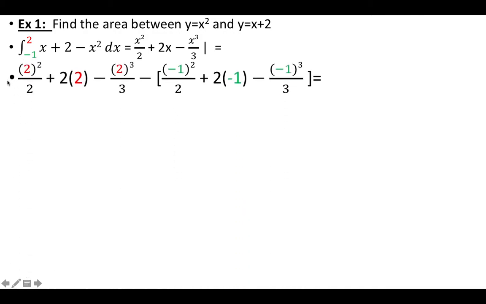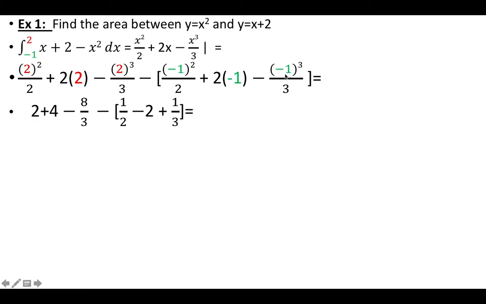This one is going to get a little bit long. This is the type of problem that you want to be careful with. But let's go ahead and simplify this. So I get 2 plus 4, and that's minus 8 over 3. Again, use brackets to keep your work organized, but just follow along.